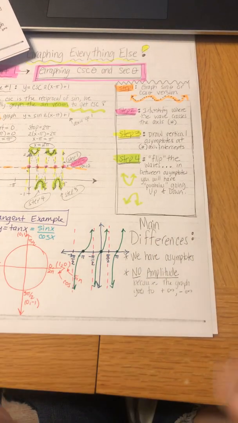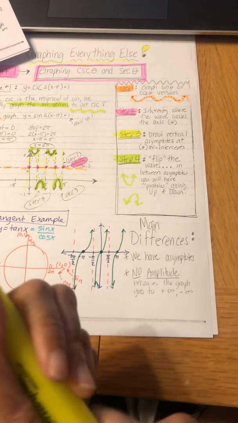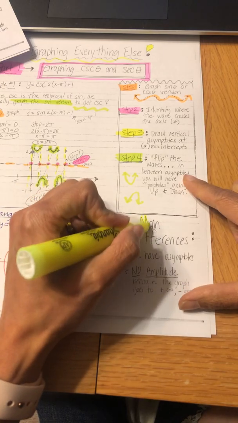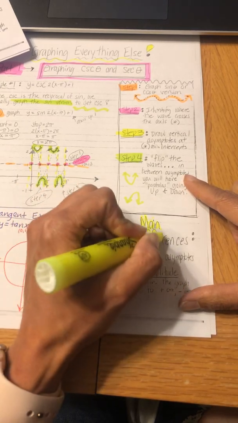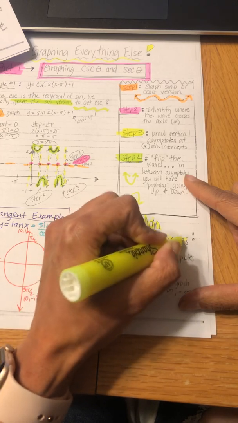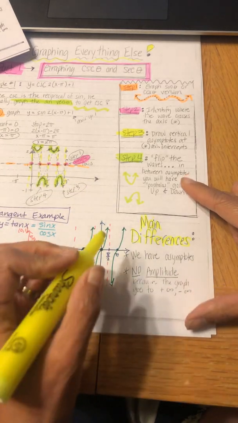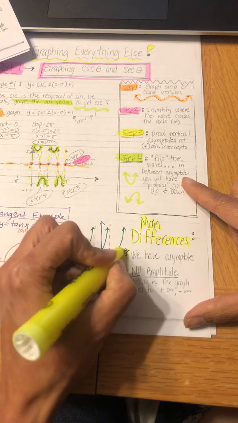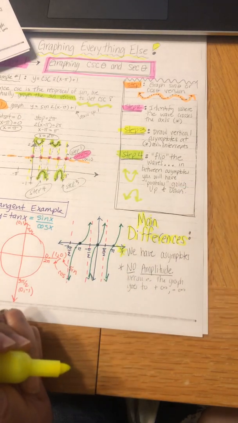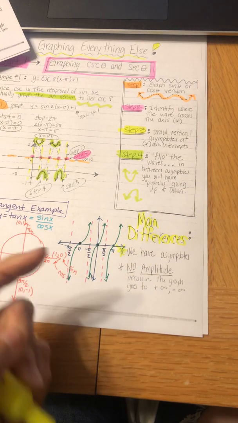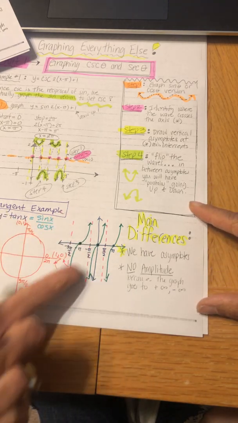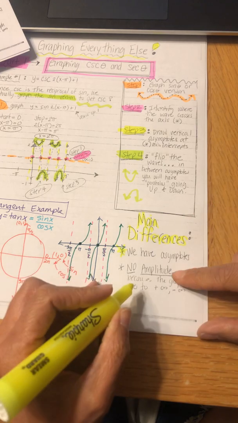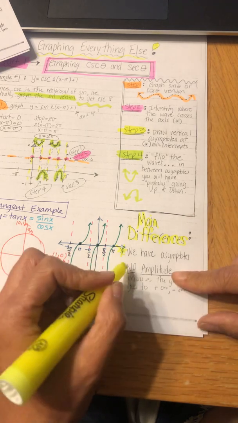All right, so here's some things. We have some main differences. Obviously with cosecant and secant and tangent, we have asymptotes. With cosecant and secant, you flip the waves. With not cotangent, this is tangent. With tangent, we have asymptotes also, but there's no amplitude.